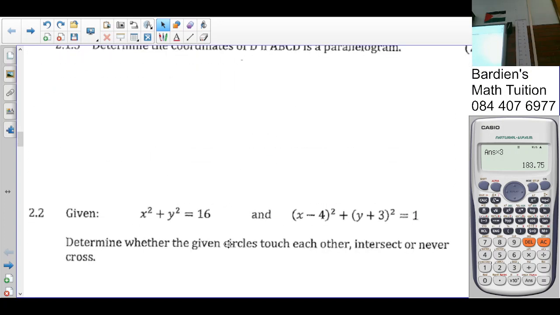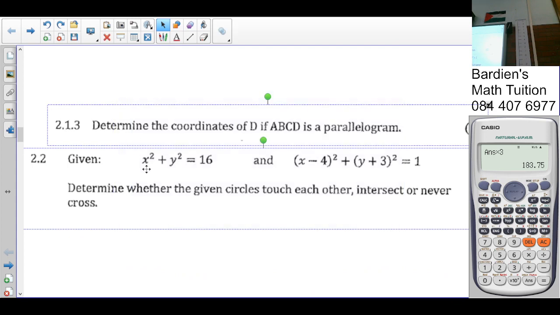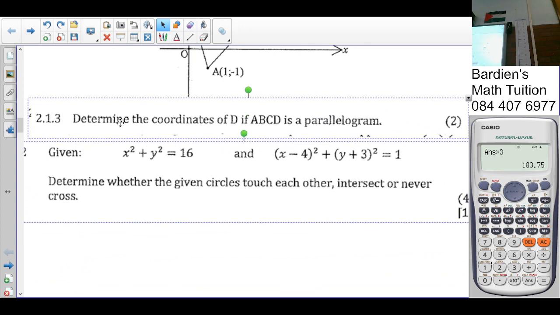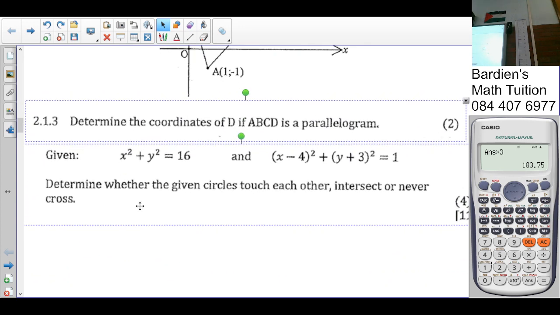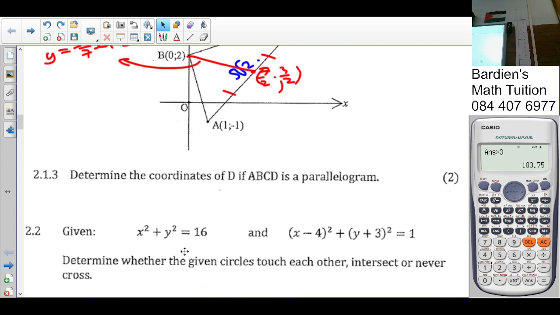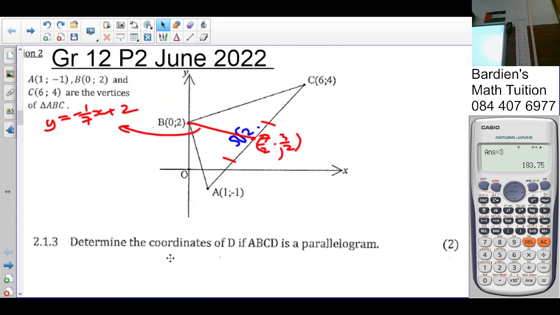The next question, we are told to determine the coordinates of D if ABCD is a parallelogram. ABCD. So D's point will lie approximately here.